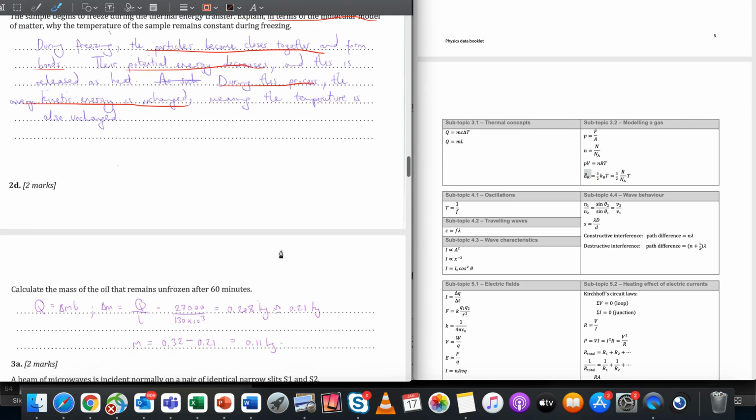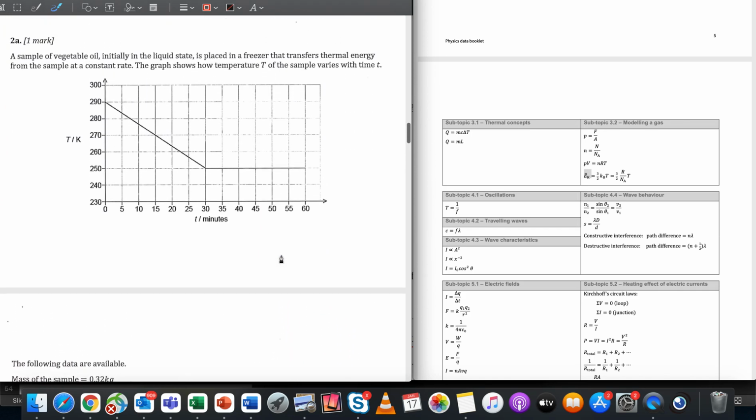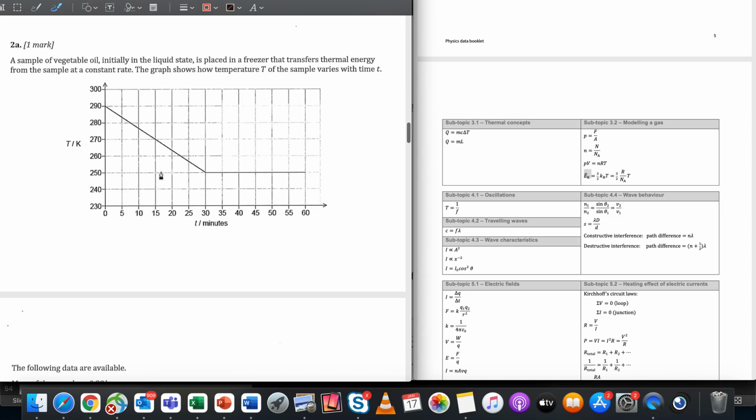All right, last one. We're asked to calculate the mass of oil that remains unfrozen. Now, key point here being that we're going to use our Q equals delta m L. Delta m being the energy divided by our specific latent heat, and this is where we need to make use of the fact that they've chosen those nice numbers, 30 and 30. Remembering that 27,000 joules came out here, 27,000 joules come out here as well.